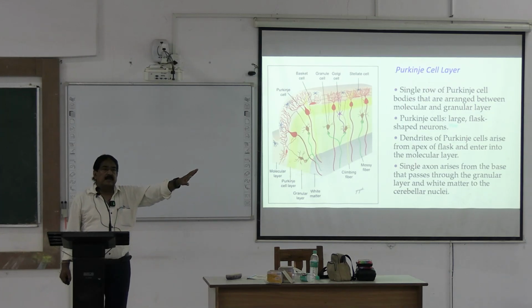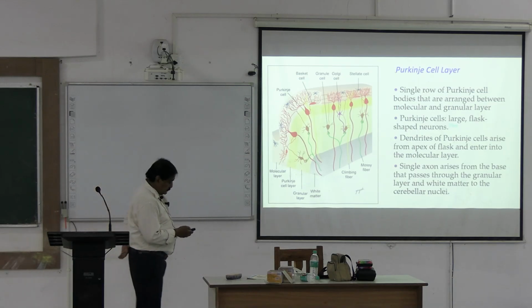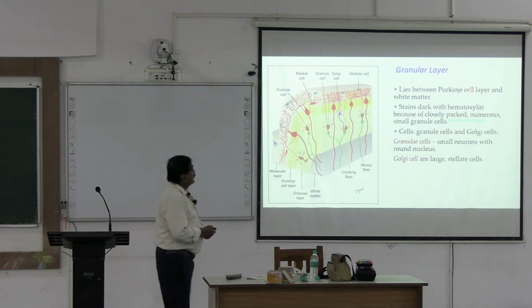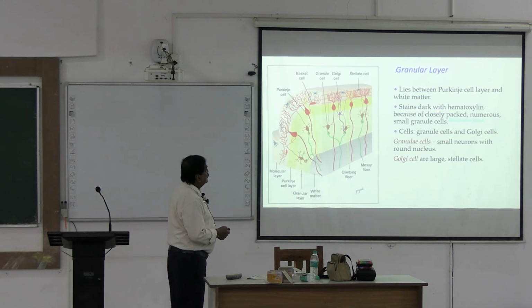There are around 10, 15 pictures. You see on the left side as you enter the lab, on the left wall. The granular layer lies between the Purkinje cell layer and white matter, and stains dark with hematoxylin because of closely packed numerous small granules. It contains granule cells and Golgi cells. Granule cells are small neurons with a rounded nucleus. Golgi cells are large stellate cells.